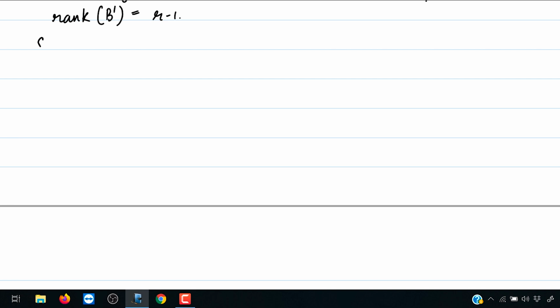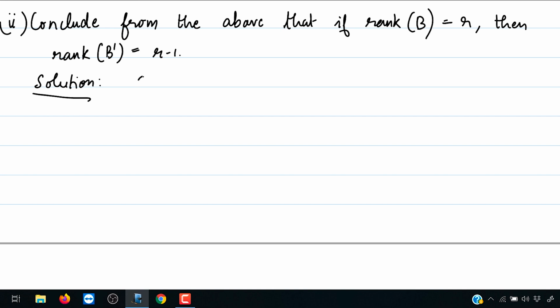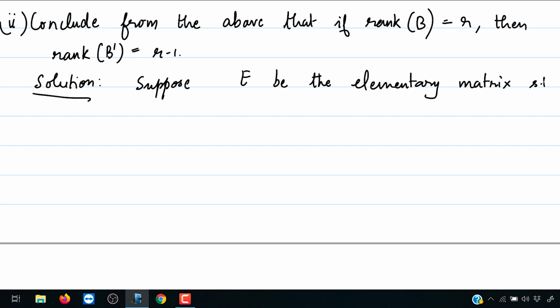Right, so a solution. What is the information that we have? The information that we have is that B prime can be obtained from D prime by an elementary operation. We will do the solution for a row operation. The column operation proof will be exactly the same. So suppose E is the elementary matrix. Notice that this is going to be an M cross M elementary matrix, let me call it E prime, such that E prime D prime is equal to B prime.